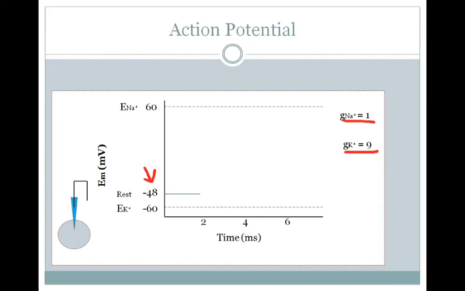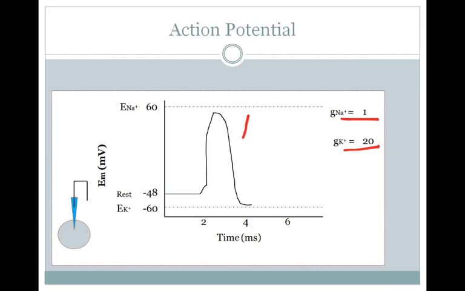If I suddenly opened a bunch of sodium channels, and so let's say I open enough so that the relative conductance of sodium is now 20 versus 1 for potassium, you would start to depolarize the membrane potential towards the equilibrium potential of sodium. Now we have more conductance for sodium. If I then close these channels and opened up a bunch more potassium channels, so now let's say that my relative conductance for potassium is 20 and for sodium is 1, that membrane potential would start to go down towards the equilibrium potential of potassium.